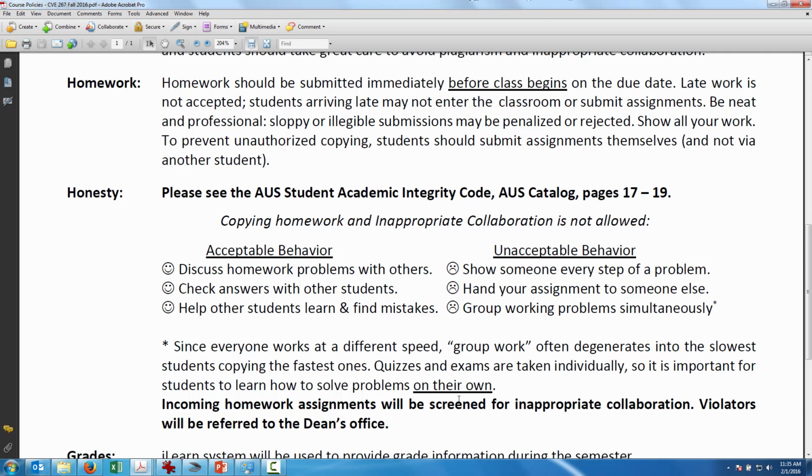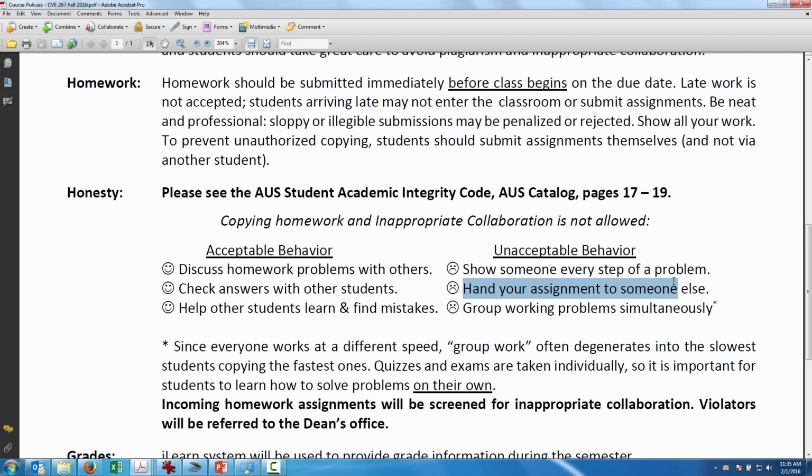So here's what you shouldn't do. You shouldn't show someone every step of a problem, because when you've done that, you've taken away the chance that they'll have to try and figure it out for themselves. If you show them A, B, C, D, in order, everything that they need to do, then they're not going to have to apply any critical thinking. And then when it comes to the quiz or the exam, they're going to be really unprepared for having to figure it out by themselves in that environment.